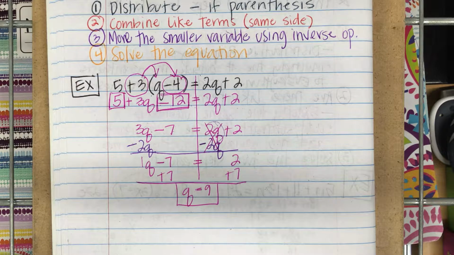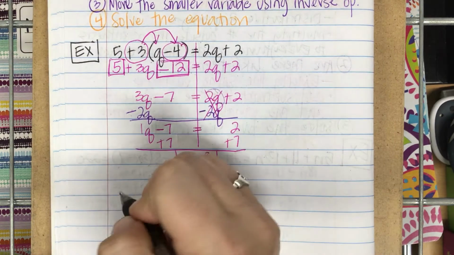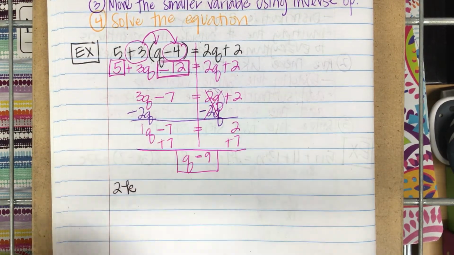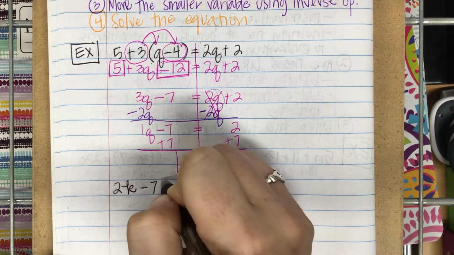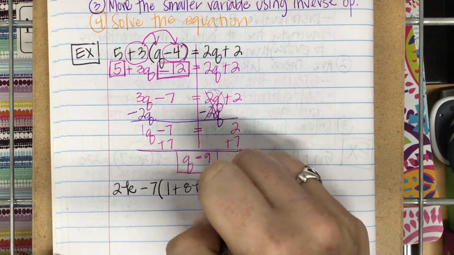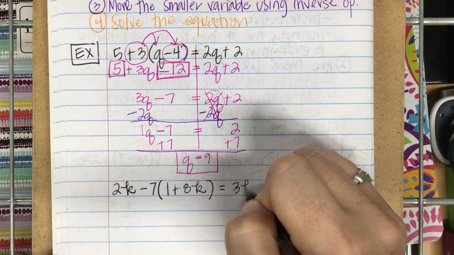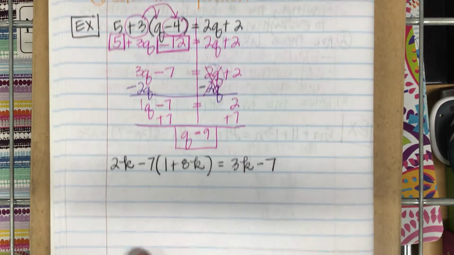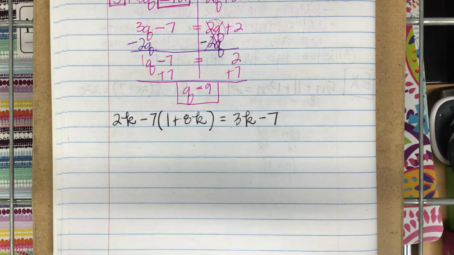Let's do another one. 2k minus 7, 1 plus 8k equals 3k minus 7. So again, we have to go through our steps. Maybe you do not need to distribute. Maybe you do. In this problem, we have to distribute.